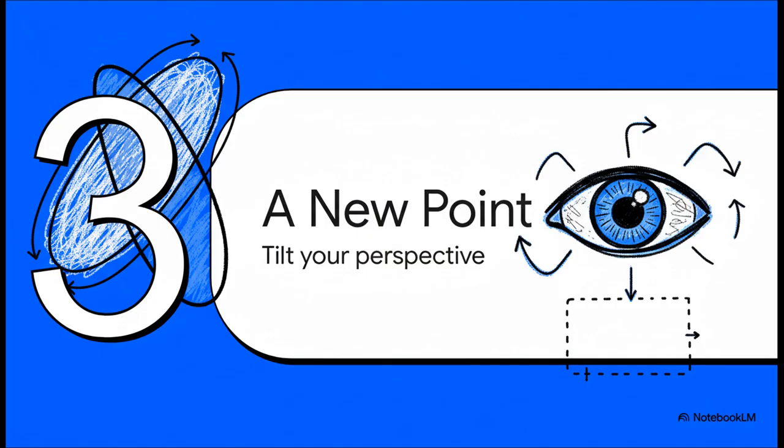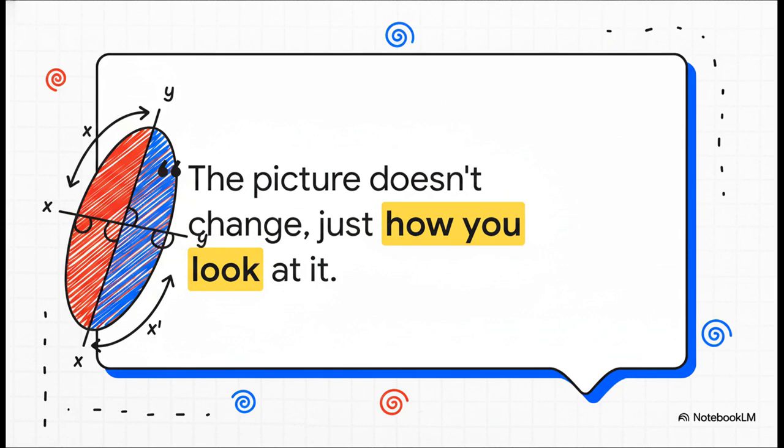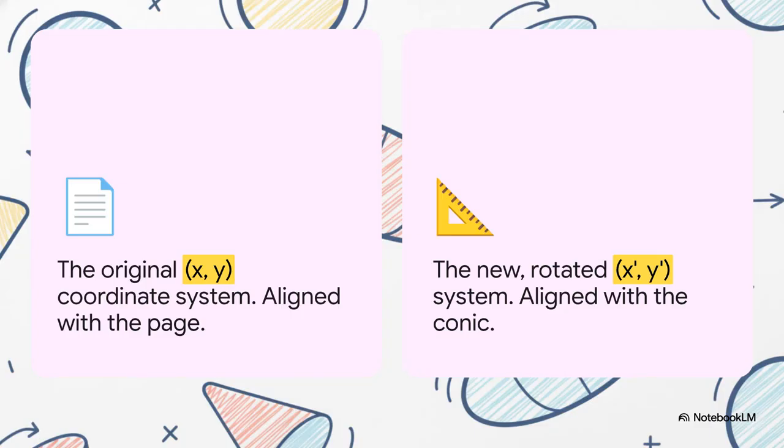What if, instead of moving the shape, we just moved ourselves? I love this analogy. It's perfect. It's like a picture hanging crooked on the wall. You don't usually take it down and rehang it, you just tilt your head. The picture doesn't change, just the way you're looking at it. And that's exactly what we're going to do mathematically. We're going to create a whole new coordinate system that's tilted right along with the shape. We'll call this new perspective our x prime, y prime system. It's really just the original x and y axes, but we've rotated them by some angle. We'll call it theta. And from this new tilted viewpoint, all of a sudden that crooked, complicated shape is going to look perfectly straight and simple again.